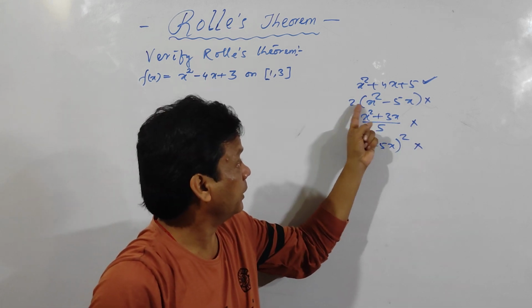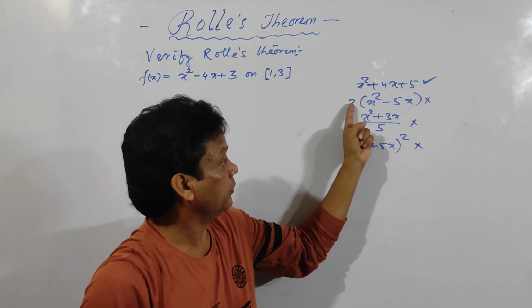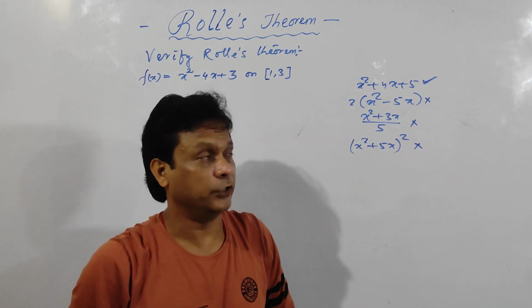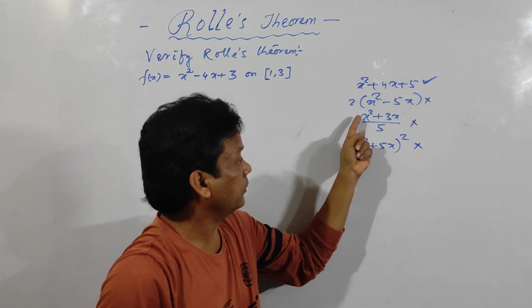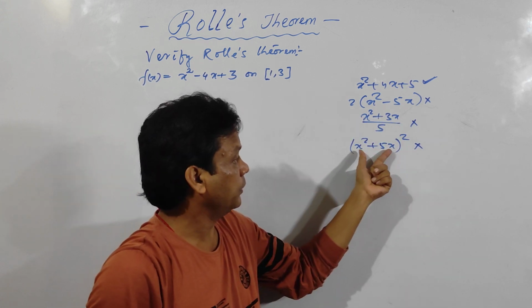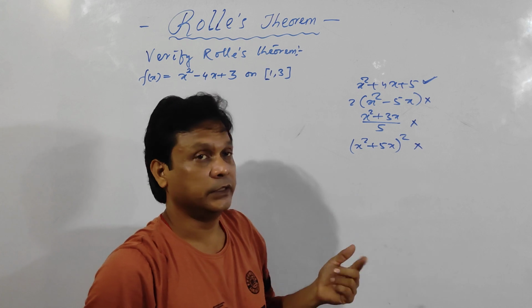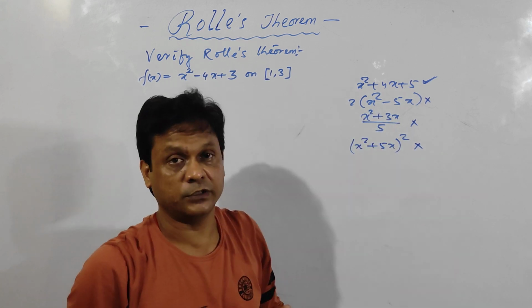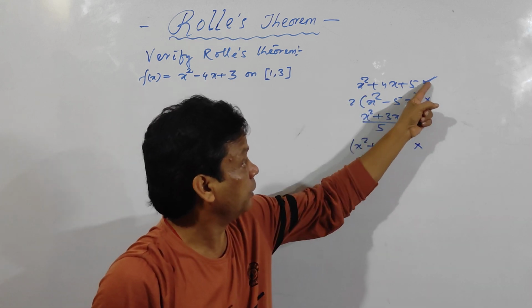After multiplying, if you multiply by 2, it will become 2x square minus 10x. Then only you can call it a polynomial. If you separate it as 1 by 5 x square plus 3 by 5 x, then it will become a polynomial. And if you expand the whole square, then it will become a polynomial. Otherwise, these three functions are algebraic functions, not polynomials. Only this one is a polynomial function.